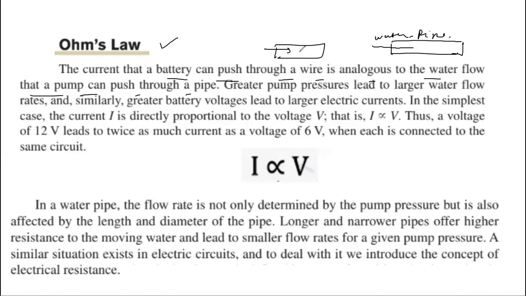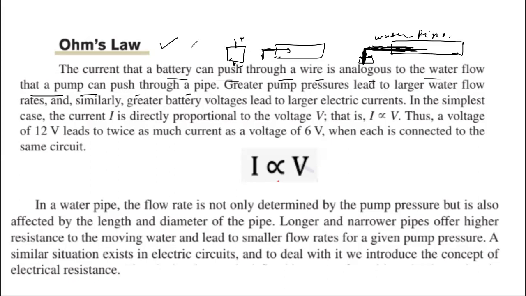Okay? So if greater pump pressure is there, a large amount of water is flowing, and that would lead to larger water flow. Let's say it is connected to some pump, and that pump is pumping the water. So the greater the pump pressure, the more water will be flowing over here. Similarly, the greater the battery voltage. Okay, so the battery has a positive and negative terminal, and the greater the potential difference between these terminals.